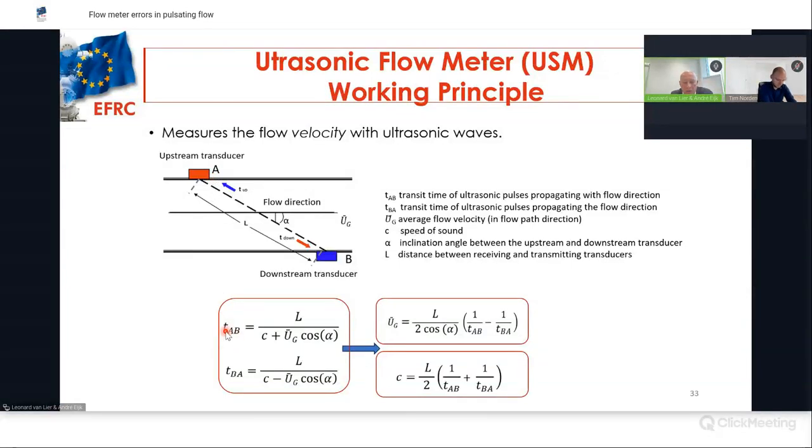What you see here is the equation for the so-called transit time, so the time from A to B and the time from B to A. The flow is flowing in that direction to the right-hand side, and these are the equations. And from these equations you can determine the time mean velocity, which is a function of the length between the receivers or the transducers, the angle here, and also about the transit times from A to B and from B to A. An advantage of this meter is that you can also calculate or measure easily the speed of sound, which is given by this equation.